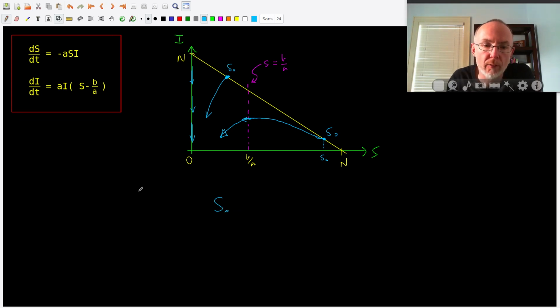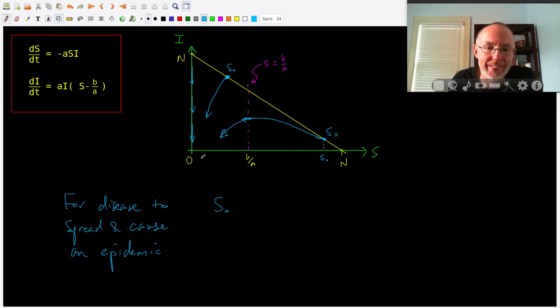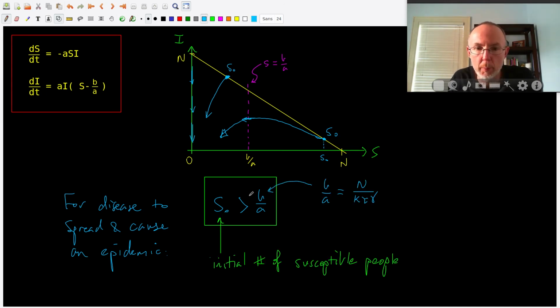We need S naught for an epidemic to occur. In other words, for the disease to be spreading and really infecting lots of people, we need S naught to actually be bigger than B over A, because that's our condition up there, right? In other words, S naught bigger than B over A is a threshold. We need the initial number of susceptible people to be bigger than B over A, and B over A, remember, is related to those fundamental constants of the system. So N is the number of people, kappa is the number of contacts, tau is the probability of spread, and gamma is the time length of the disease, how long you stay sick.